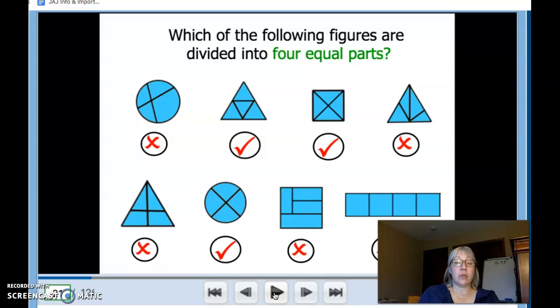It is important when you're doing fractions that all the parts are equal. They have to be equal.